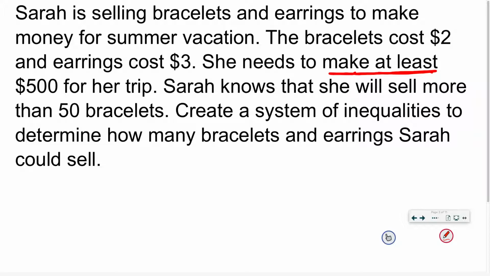Is there anything else that might hint to us, besides the question, based on the information? She will sell more than 50 bracelets. How many bracelets does she need to sell? 51, 52. Is 50 enough? No, because it specifically says more than 50. So 50 doesn't count there.